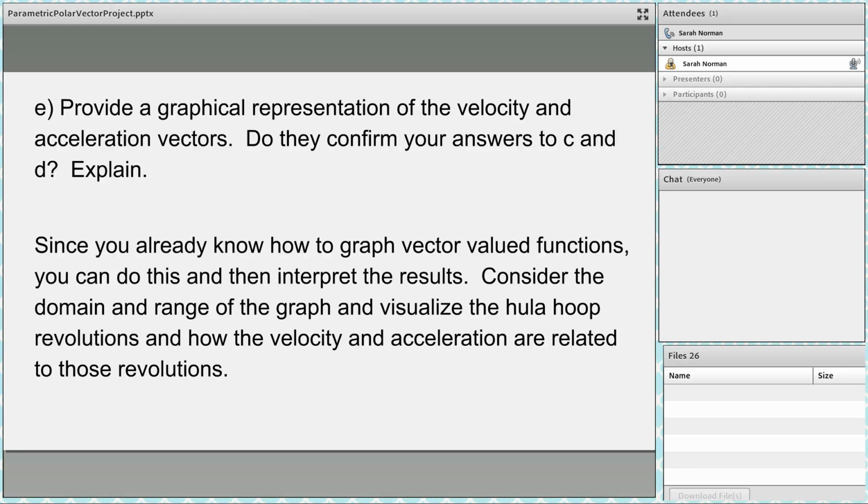So as you look at that, consider the domain and range of the graph and visualize those hula hoop revolutions like we talked about, and how the velocity and acceleration are related to those revolutions. So, the increases, the decreases, that kind of thing.